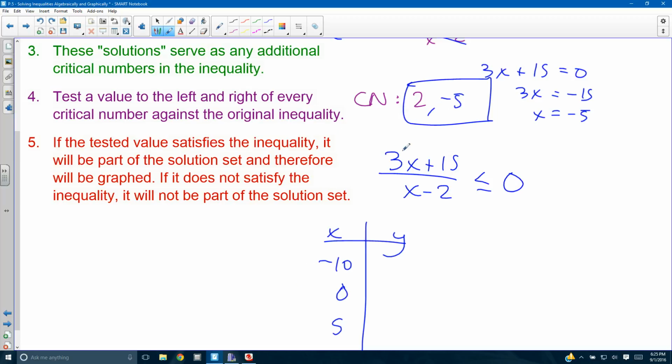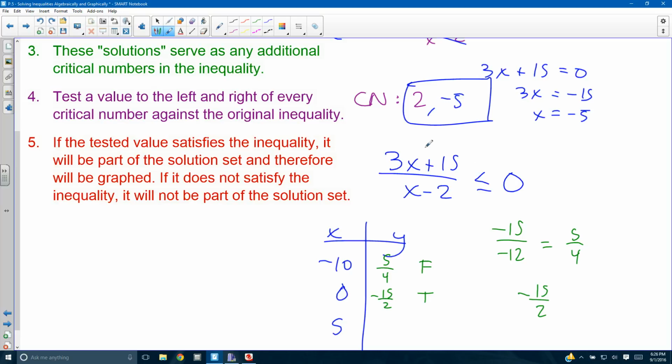Here we go. Substituting negative 10: 3 times negative 10 is negative 30, plus 15 is negative 15. Negative 10 minus 2 is negative 12. Negative 15 over negative 12 is positive, and we can reduce that to 5 over 4. 5 over 4 is not less than or equal to 0, so this is false. Okay, 0: 3 times 0 is 0, plus 15 is 15 over 0 minus 2. That's negative 15 over 2. A negative number will be true because it's less than 0.